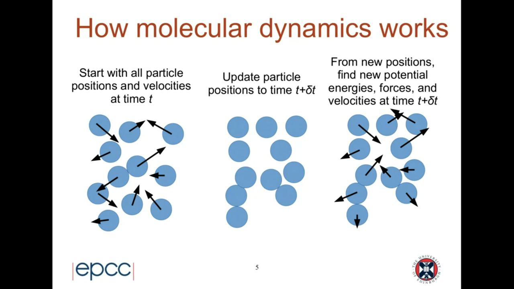But you start with a certain number of particles in a box, and you define three things. You define the starting velocity, the starting position, and the potential energy for all of these particles. And starting with all of the particle velocities and positions at time t, because you know the velocity and because this is classical physics, you know that the particles will move until something hits them.